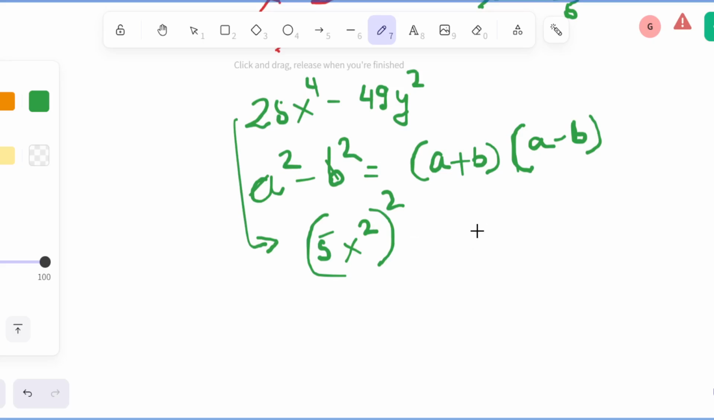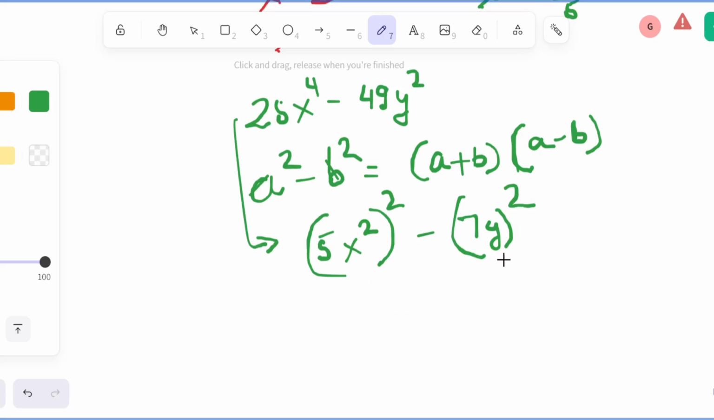Yes, minus 49 can be written as 7 squared, right? And y square you can just write as y raised to power 2, and then raised to power 2. See, if you open up the bracket, you still get the same thing. 5 square will be 25, x square raised to power 2 will be x raised to power 4, and same here, 7 raised to power 2 will be 49, and then y square, isn't it?